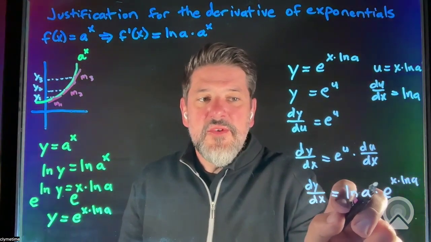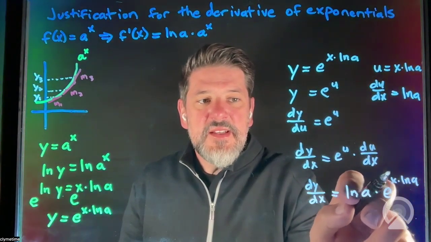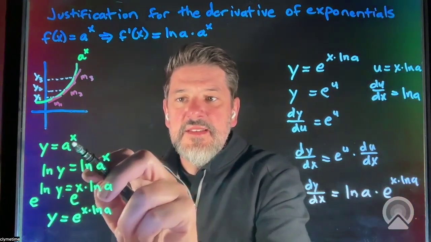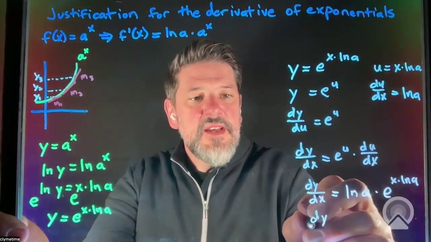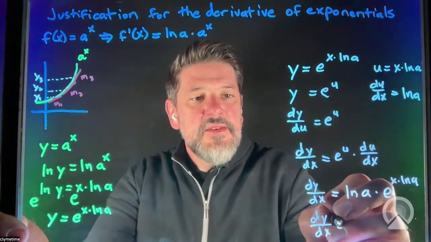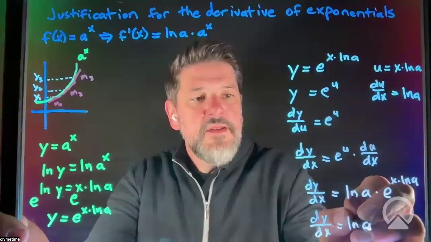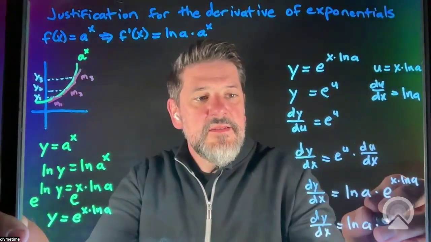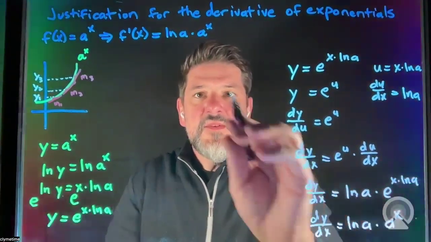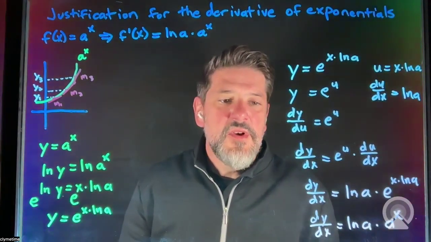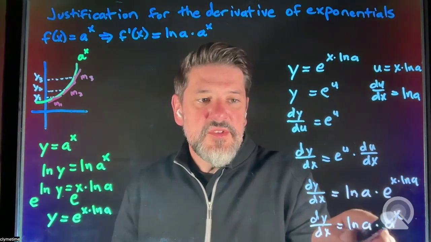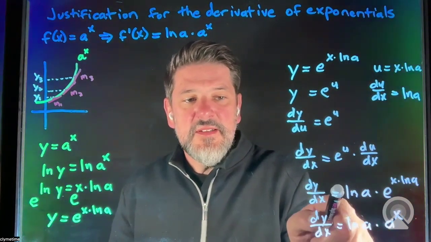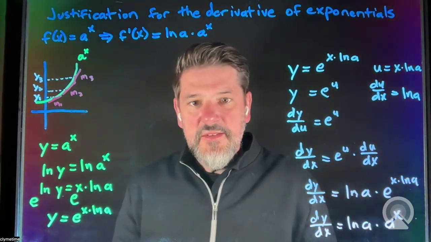Maybe I'll put it in a form we're more familiar with. We know e raised to the x times ln of a, that's the same thing as a to the x. So I'll go ahead and put a to the x back in there. So we see dy over dx is equal to the ln of a times a to the x. And that's what we were setting out to show. We're setting out to show why, when the slopes are proportional to the y values, the proportionality constant comes out to be the ln of a.